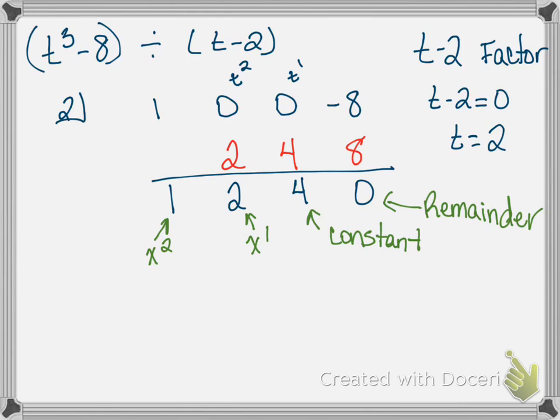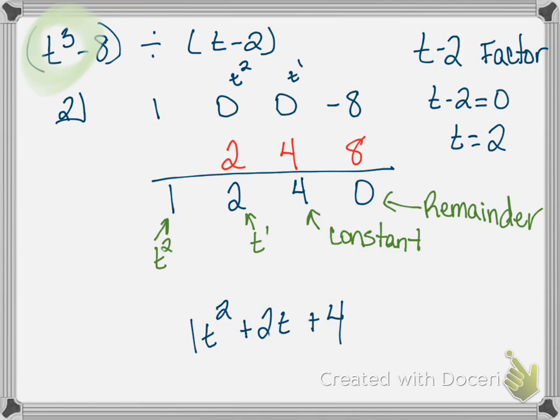Now, something that I want you to realize here. I've got 1x squared plus 2x plus 4. What did I start with right here? T to the, they should be t's. T to the what? What did I start with? T to the third. So here, I've got t squared. Do you see how I've got t to the third in my original problem, and then my answer's got t squared? That's one way you know what to start with.